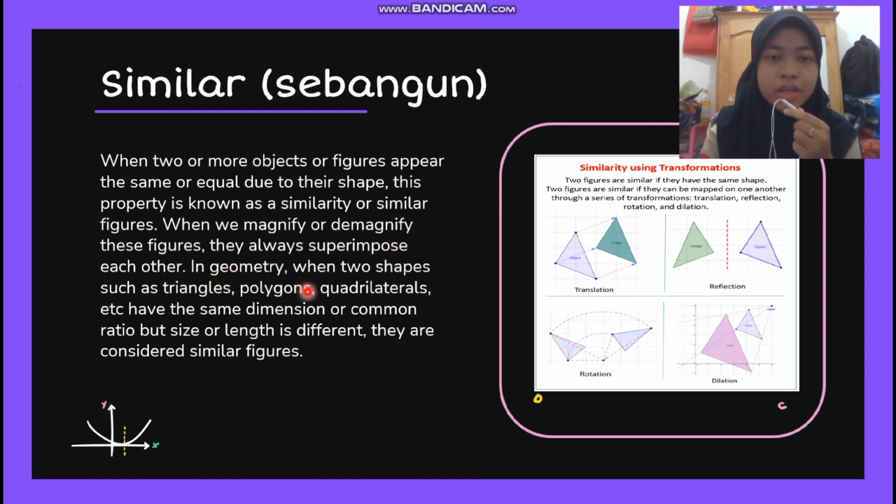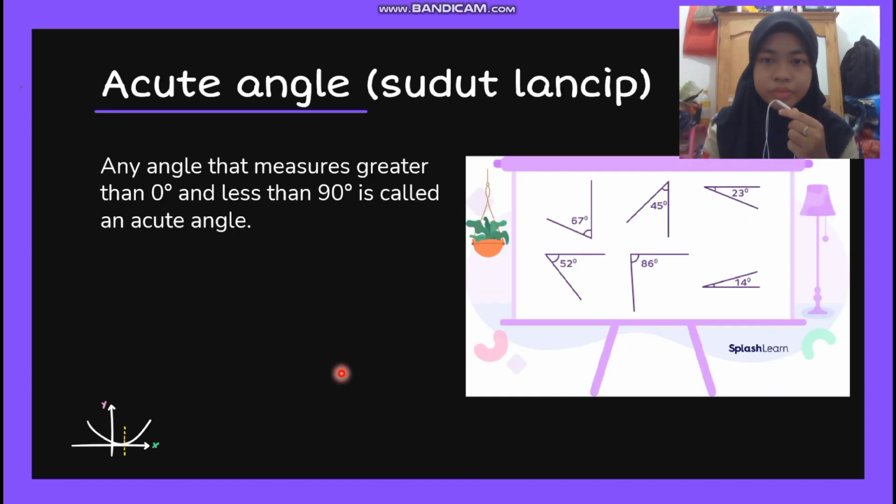In geometry, when two shapes such as triangles, polygons, quadrilaterals, etc., have the same dimension or common ratio, but size or length is different, they are considered similar figures.